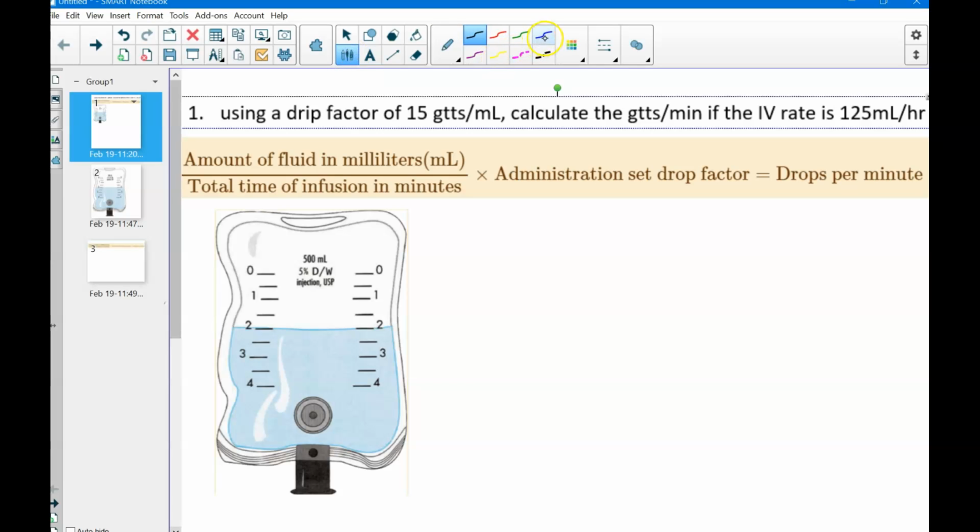First of all, let's look at the formula here. It says the amount of fluid in mils, that's the fluid to be administered, total infusion time in minutes, and the set drop factor. We have the set drop factor, but it's in mils per hour, and we want our final answer in drops per minute. We're not given time in minutes of infusion. We're just given a drip factor of drops per mil and mils per hour. We need to take these two numbers and figure out how to turn it into drops per minute.